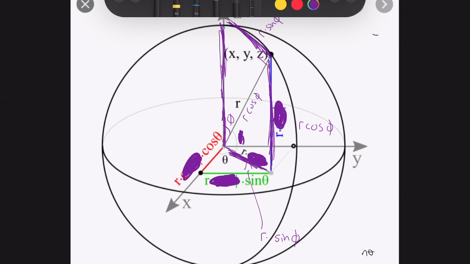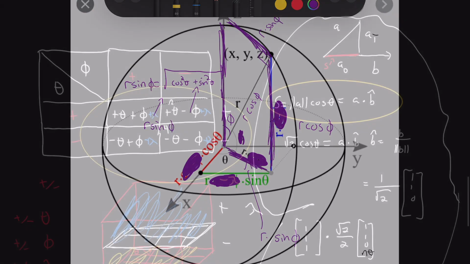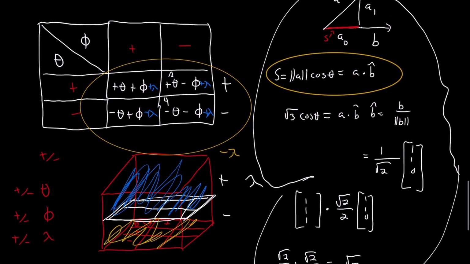And if we just jump straight to the Pythagorean theorem, we have r sine phi is equal to square root of cosine theta squared plus sine theta squared. And it's the same thing. If we expect to get r sine theta, that means that these two both have to be multiplied by r sine phi, which means here's something I was doing with all the possibilities that you can have.